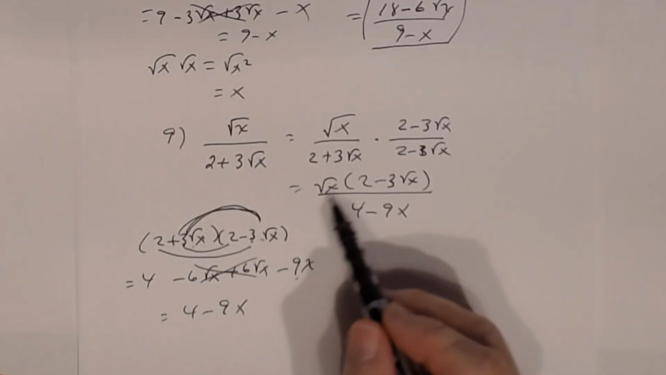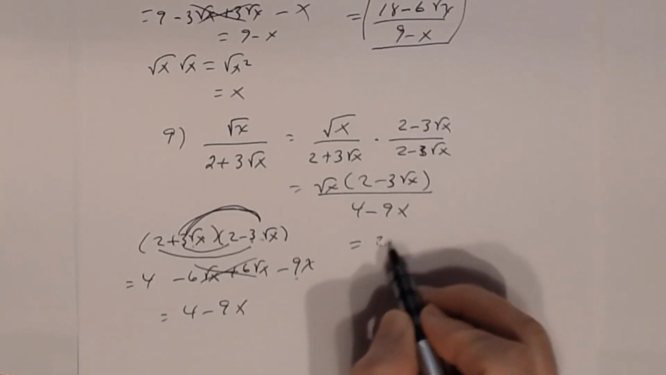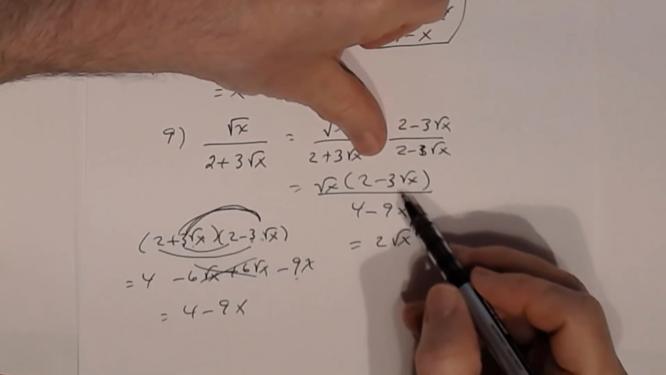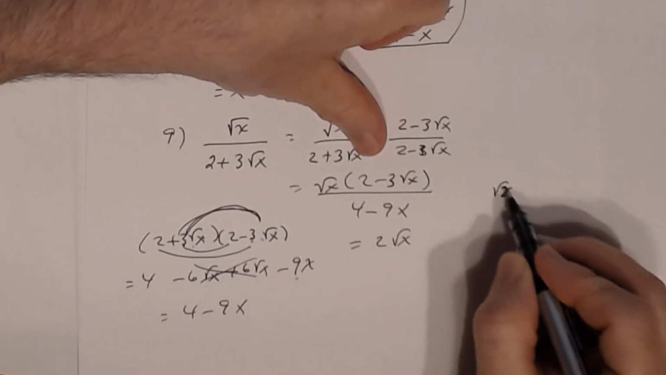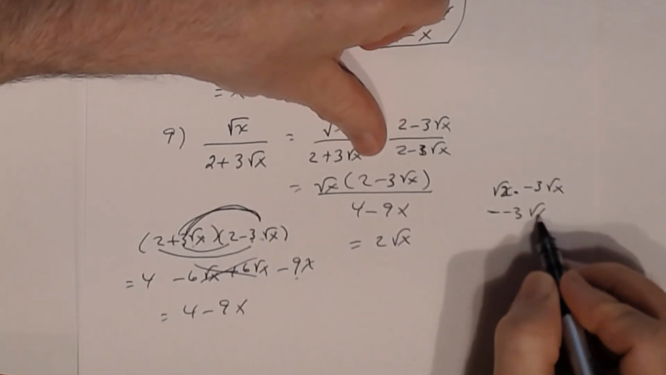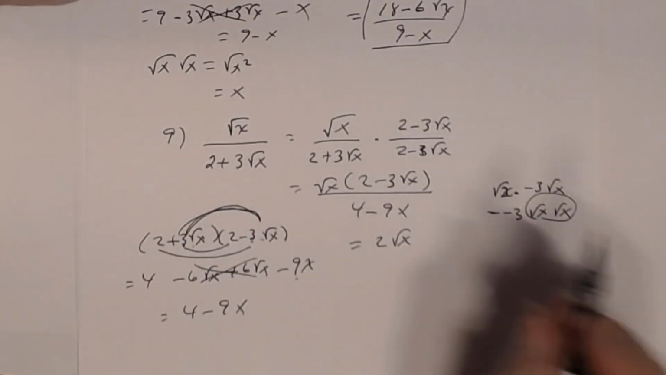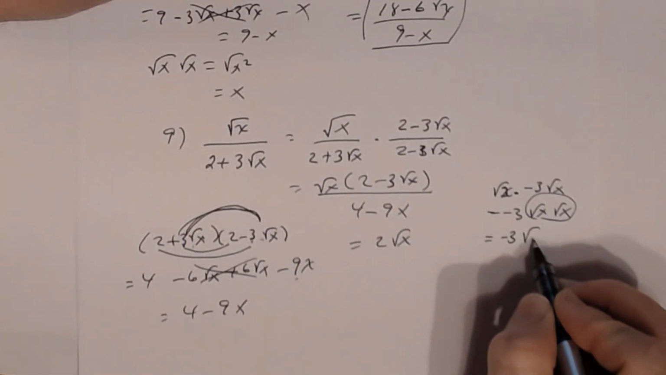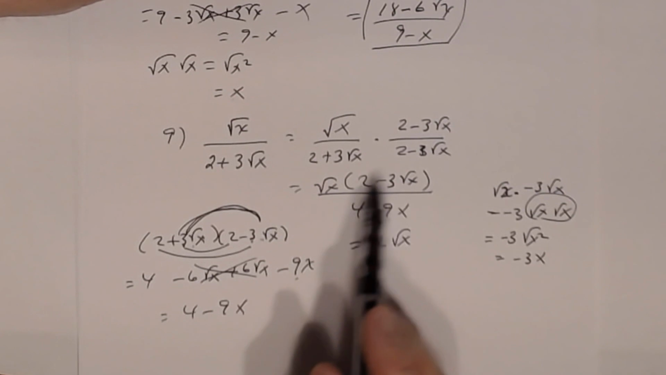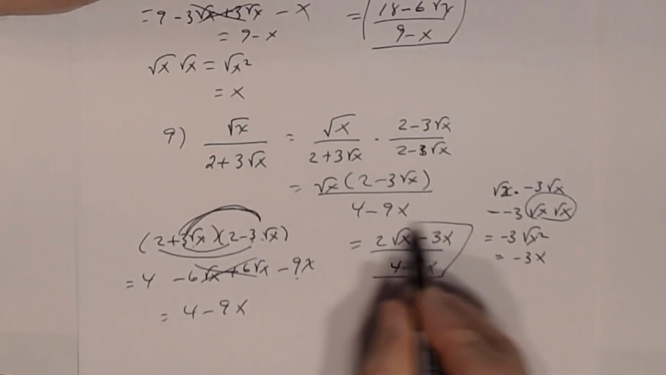And so you cannot reduce these, so then you can distribute. So when I distribute, I get the square root of x times 2 is 2 square root of x. And then let's think about this right here. So you have the square root of x times a negative 3 square root of x. All right, so this becomes a negative 3 square root of x times the square root of x. And remember, the square root of x and the square root of x, we already talked about that. That's the square root of x squared. So you get negative 3 square root of x squared, which is negative 3x. So up here, you're going to have minus 3x divided by 4 minus 9x. And that's all you can do. You cannot do anything else.